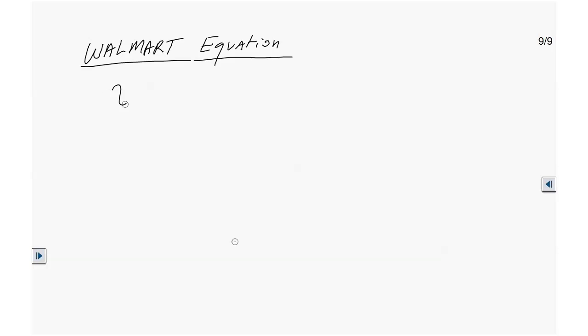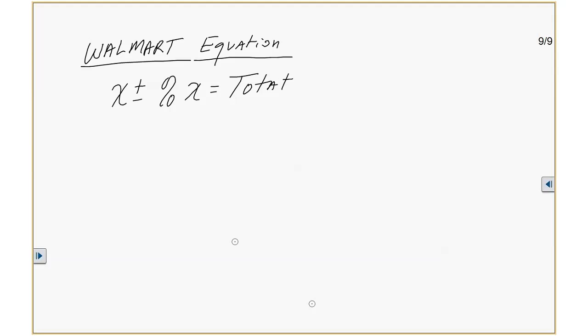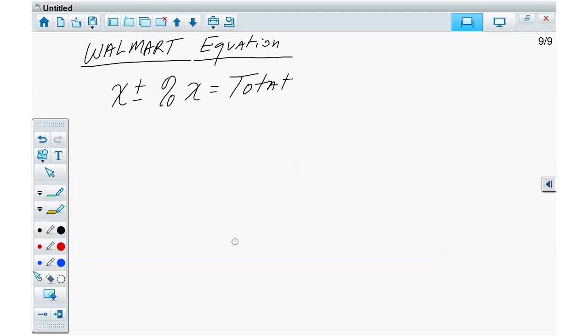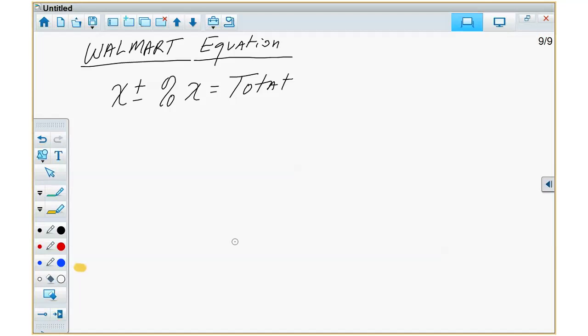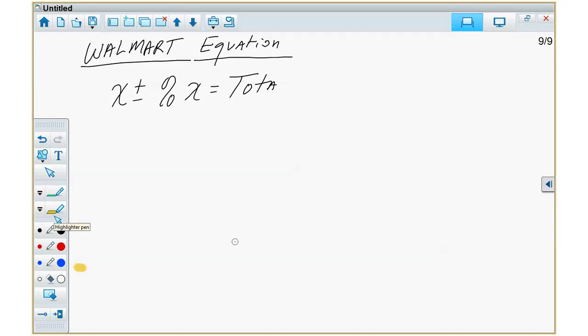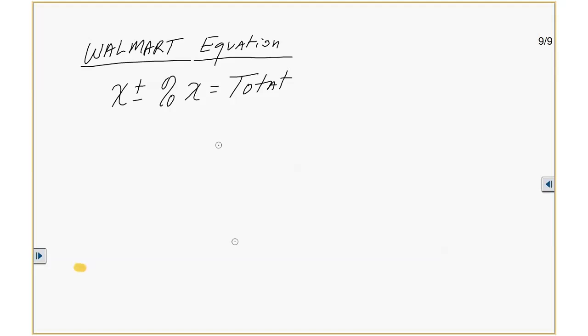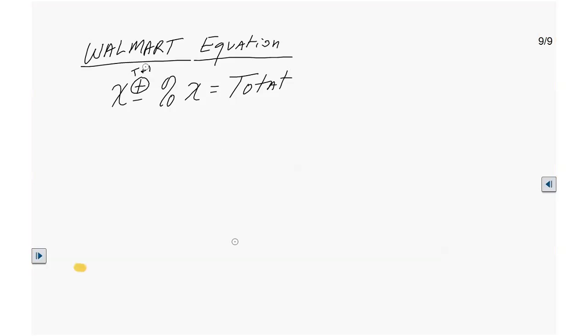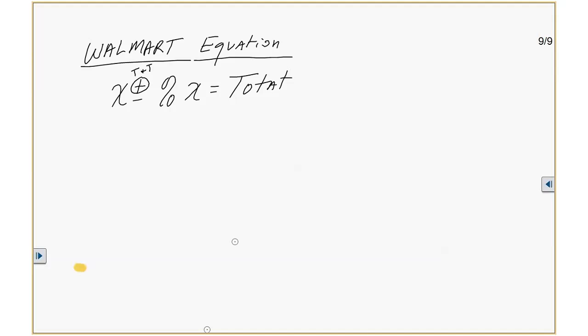X plus or minus percentage X is equal to the total. Everybody in here is using it. Now, you just need to know what positive and negative mean. Well, positive is taxes and tips. So draw your little circle right here and put taxes and tips. And then, of course, the minus symbol means what? Discount.